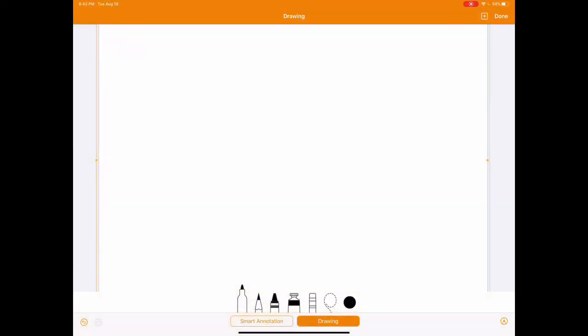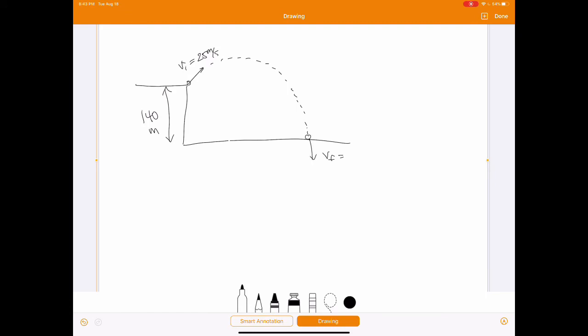Okay, so let's sketch out the situation. We have a cliff. The height of this cliff is 140 meters. And what we're doing is we're launching a rock from the edge of the cliff at an initial speed of 25 meters per second. And we know it's going to move in an arc and hit the ground over here somewhere. What we're interested in is how fast is it moving just before hitting the ground. We don't know the final speed, in other words.